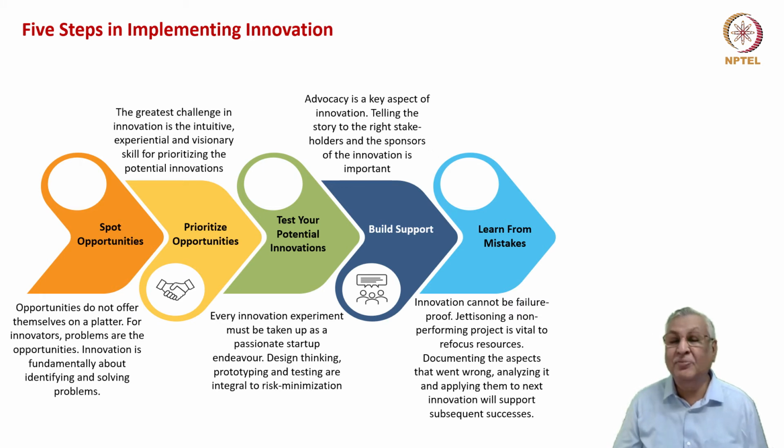And innovation doesn't happen without support of each and every individual who is related or networked to the innovation requirement. Therefore, advocacy is a key aspect of innovation. It doesn't happen just because you wanted it to happen. It happens only because you have been able to advocate it to everybody else in the organization. And the 5th step is to keep learning from mistakes.